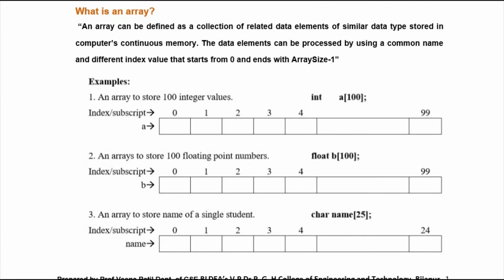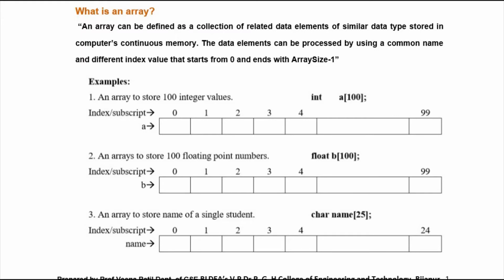Similarly, if I am going to store 100 floating point numbers, I have to just declare it as float. I am going to take a different array called B, which has a size of 100, that is 100 elements can be stored, and the data that can be stored are of the type float. Similar to this, I can also create another array.